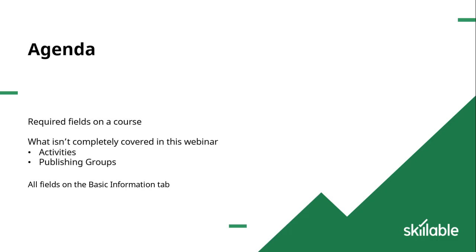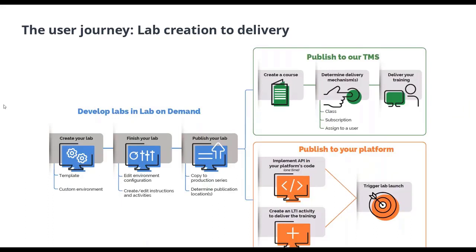Let's get going on creating a course, but first we have a user journey, and basically this is from beginning with creating labs all the way through delivering that training to your end users. As you can see, we have the LOD side here of the platform, Lab on Demand, creating your lab to publishing your lab, and then the TMS side of the platform, from creating a course to finding a delivery method to delivering that training to your users. So we're talking today about the first step in the TMS, which is to create a course.